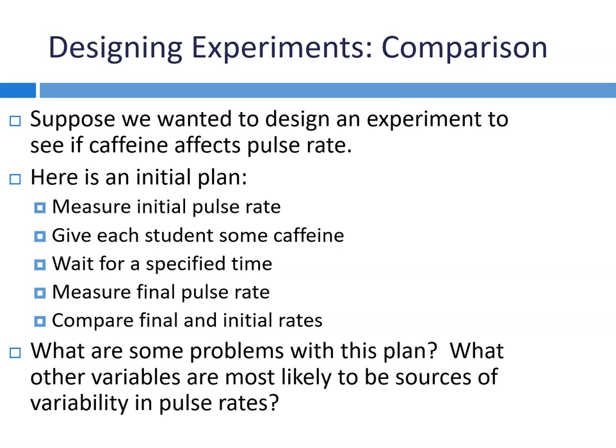What are some problems with this? Pause this video and jot a couple down. We're going to discuss your answers in class the next time we are together. So pause this video and answer these two questions. What are some of the problems, and what are some other variables that are likely to be sources of variability?